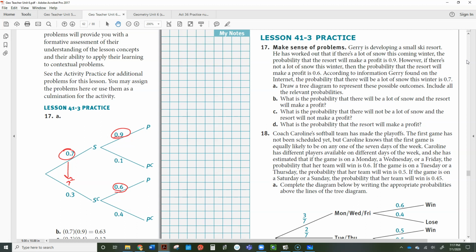We have 0.9, then we need 0.1 right there. So those add together to be 1. And these have to add together to be 1. So we know if that's 0.6, that has to be 0.4. So those are pretty easy to calculate.